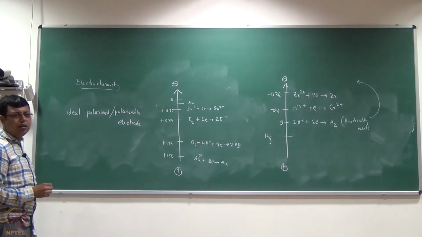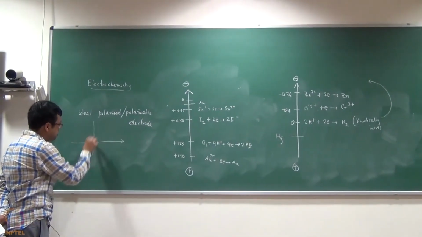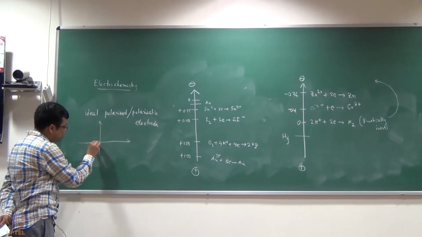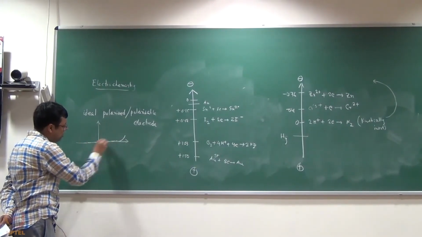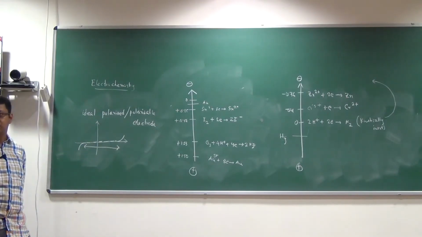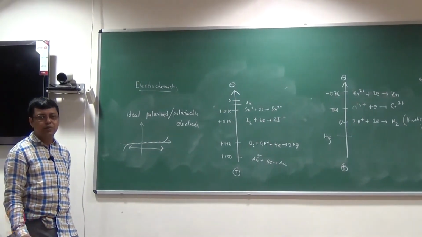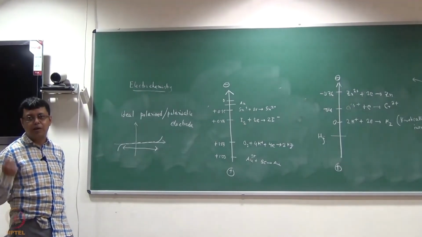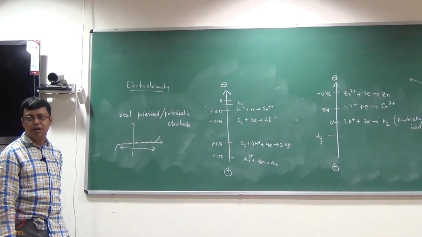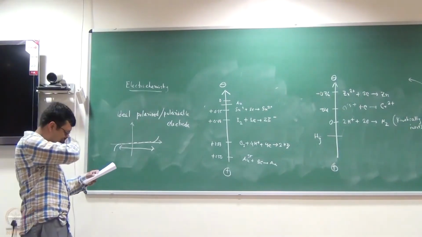What is an ideal polarizable electrode? Ideal polarizable electrode means suppose this is the voltage and this is the current. So this region should be very wide, over a long range of voltage, where I am not able to strip off or add the electrons. That's the kind of ideal polarizable electrode. And there are some examples, so I can just give you.